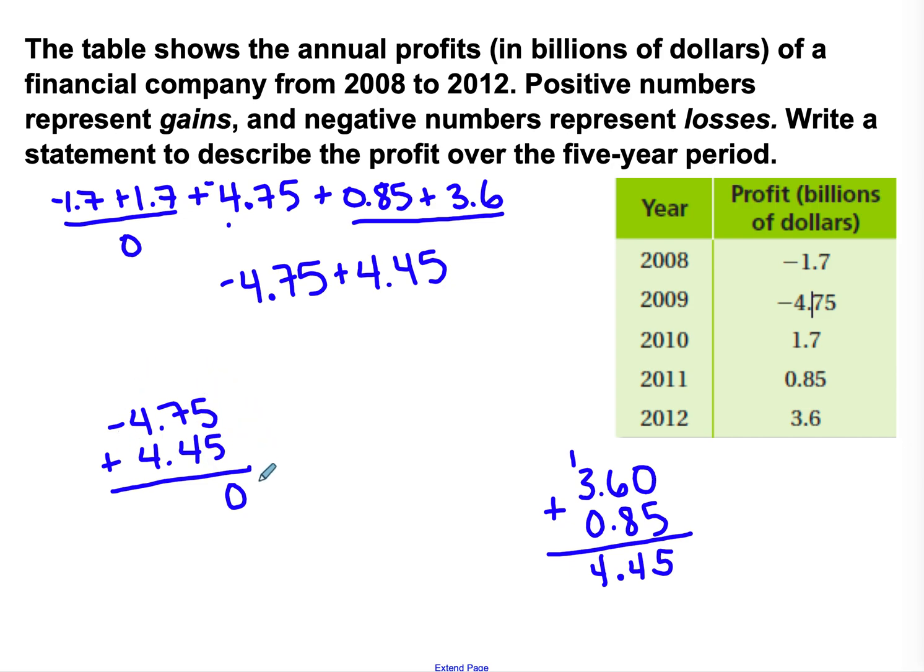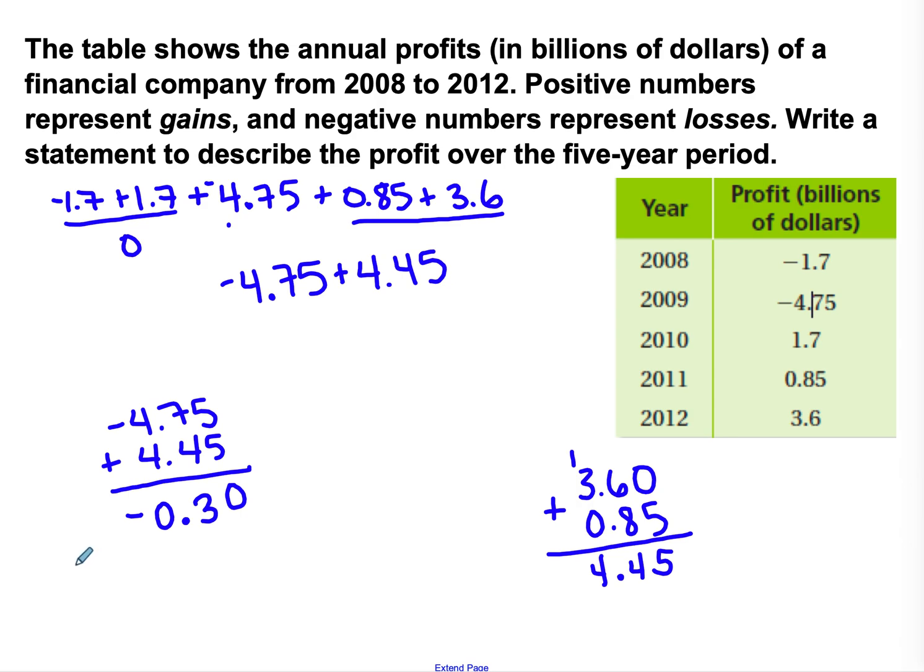5 minus 5 is 0. 7 minus 4 is 3. Bring down that decimal. 4 minus 4 is 0. I have more negatives. Answer is going to be negative. So that's my answer. They asked me to write a statement, so I'm going to write it in a sentence.